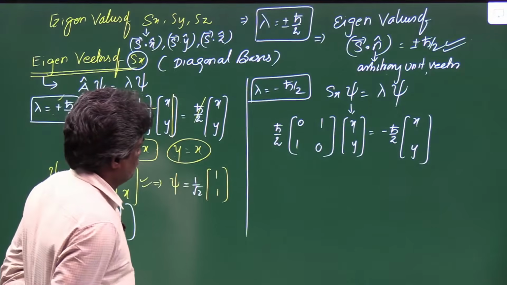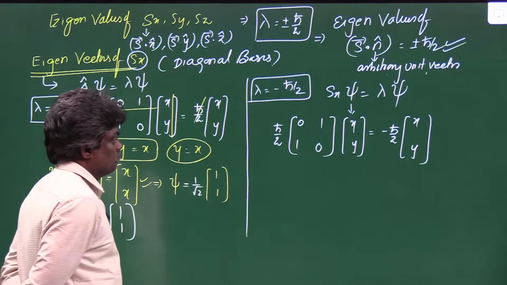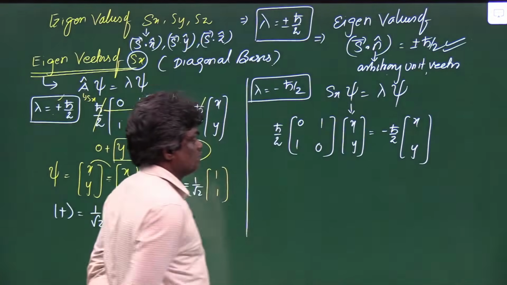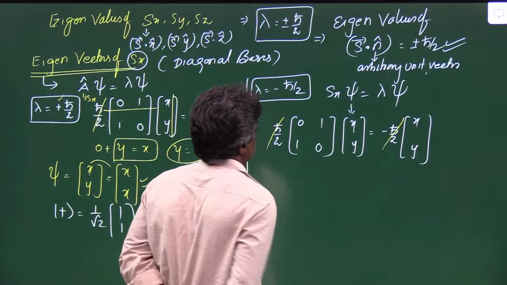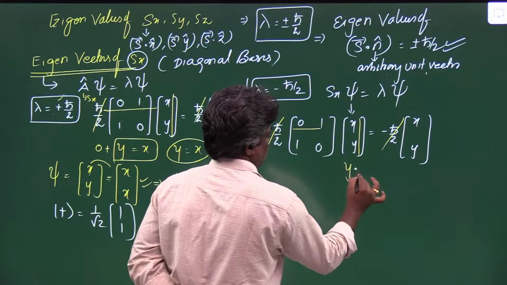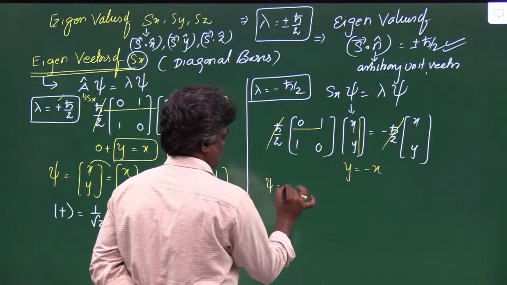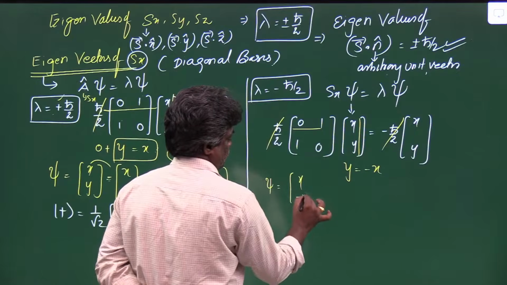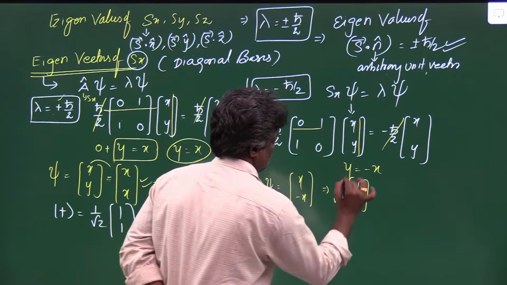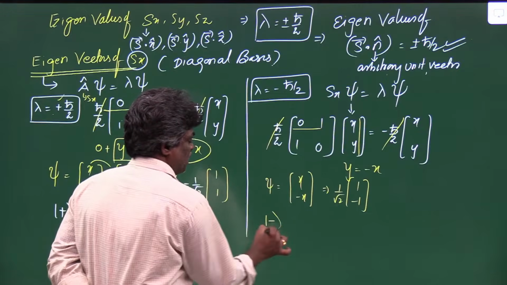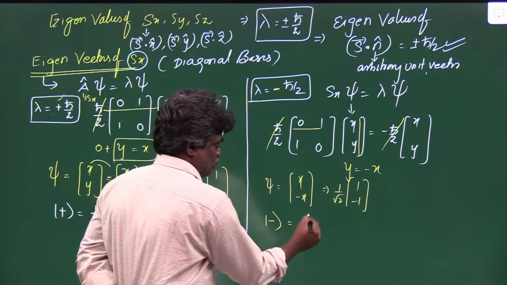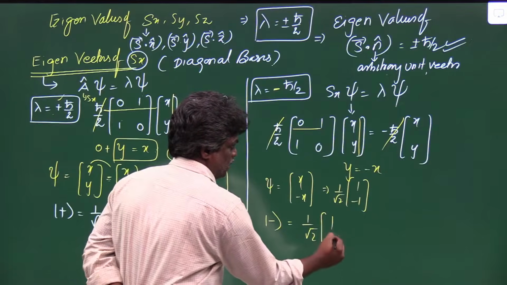These terms got cancelled. So 0 plus y is equal to minus x. Y is equal to minus x. That's it, 1 minus 1. The lowest value. Normalization constant 1 by root 2. So this represents the negative eigenvalue. So what is this state? 1 by root 2 times 1 minus 1.